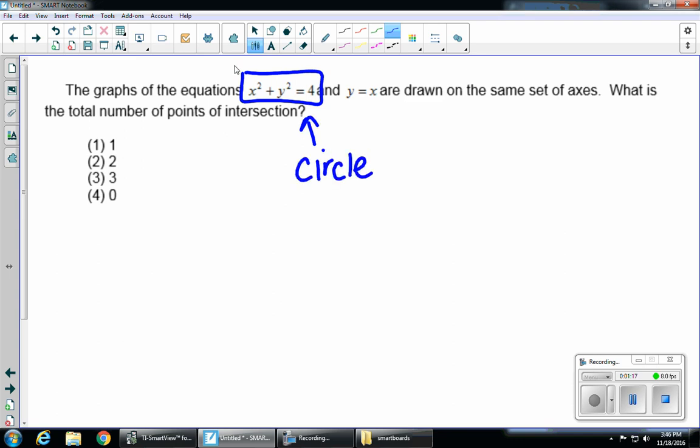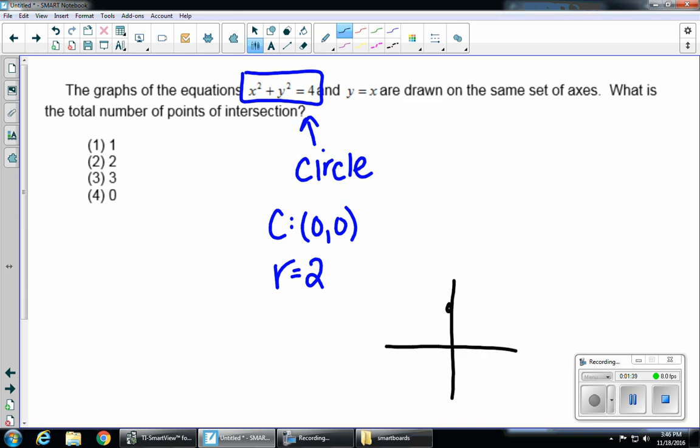So for this question, we're just going to sketch a quick picture. The center of my circle is 0, 0 because there's nothing being added or subtracted to the x or to the y. The radius of my circle is going to be 2 because it's the square root of 4. So I'm going to sketch out a picture. It doesn't have to be perfect. Remember, we just want to have an idea of how many times it is going to intersect. So here's my circle. Now, y equals x is our line.